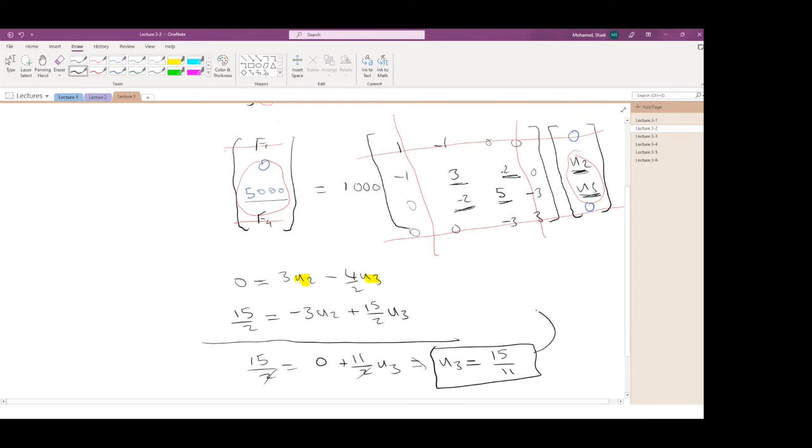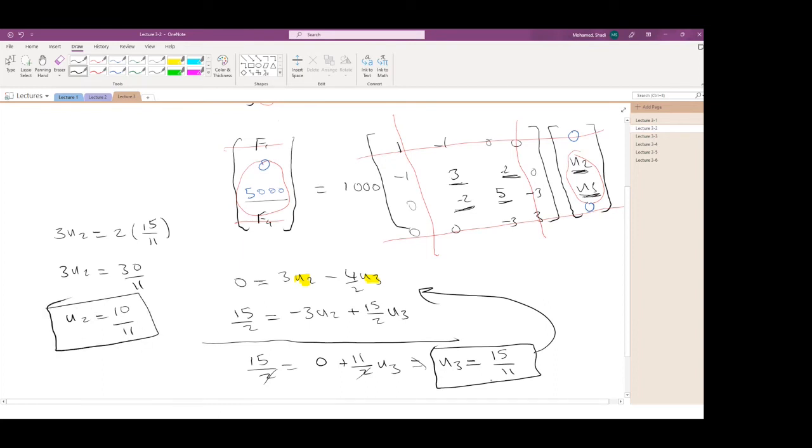And if you put this back into the first equation, you can get the value of u2. So from the first equation, 3u2 is equal to, this is minus 2u3, I'm taking it to this end, so it's going to be 2u3, and u3 is 15 over 11. So if you multiply it, it's going to be 3u2 is equal to 30 over 11, or u2 is equal to 10 over 11.